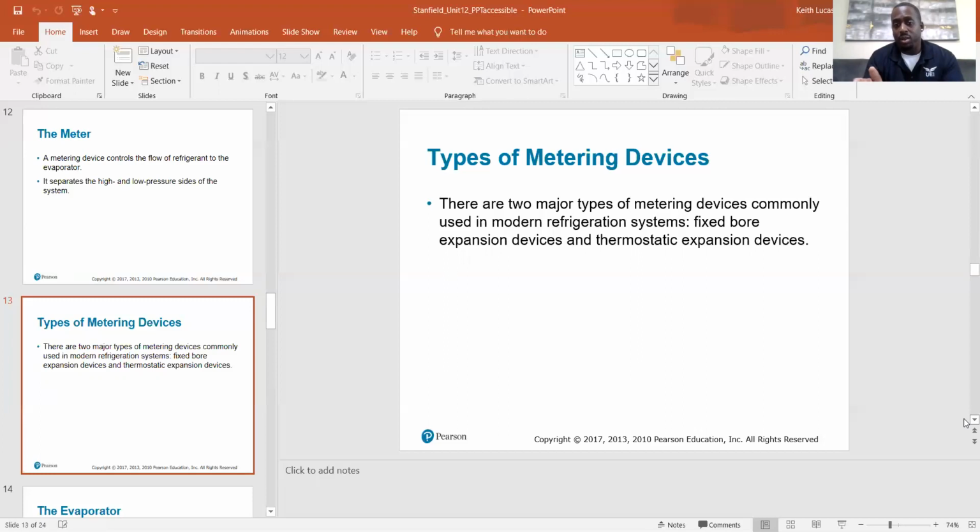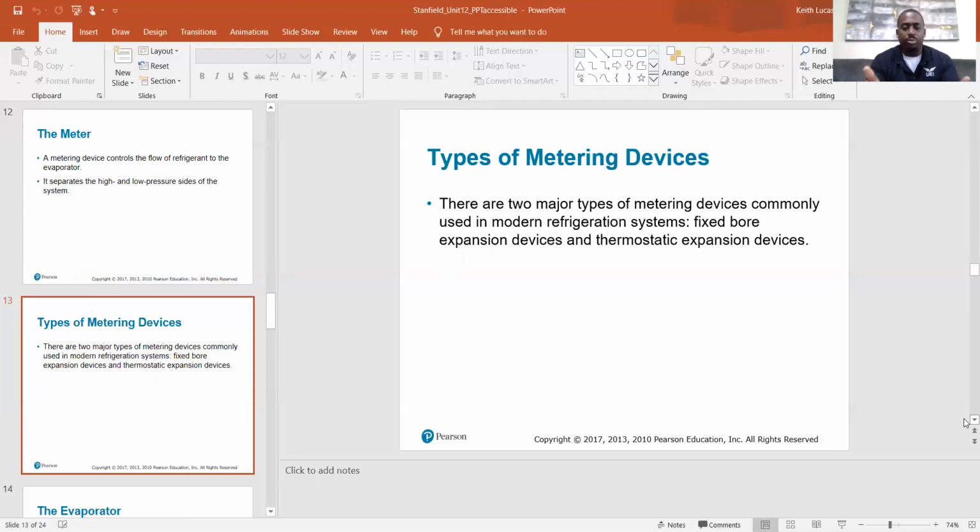The TXV, or the thermostatic expansion valve, that one is adjustable. So the amount of refrigerant that's coming out of it is not just based on going from a big pipe to a smaller pipe. It's coming from a bigger pipe and then going through the metering device and coming out in a smaller orifice, but the amount of refrigerant that's allowed to come out of the outlet of the TXV is based on the load on the evap coil.